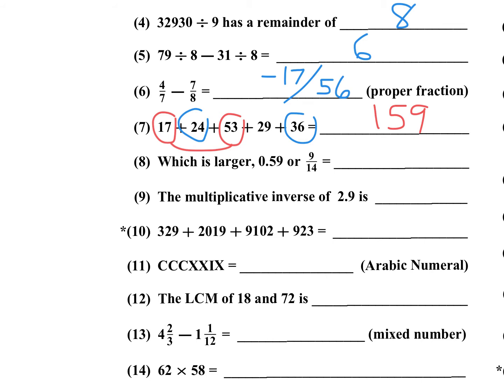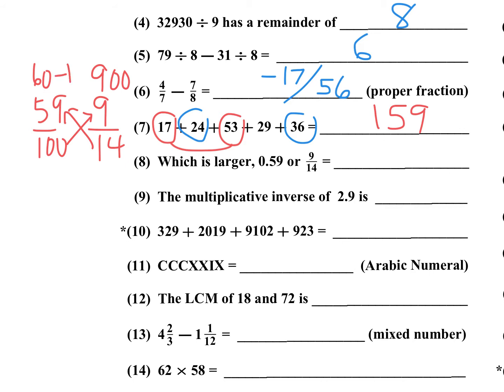Number 8, which is larger, 0.59 or 9/14? So 0.59 is 59 over 100, and 9/14, 9 over 14, and then you do a cross product. You could do 100 times 9, that's 900, and then you could multiply 14 times 59. Think of 60 times 14, this is 60 minus 1.